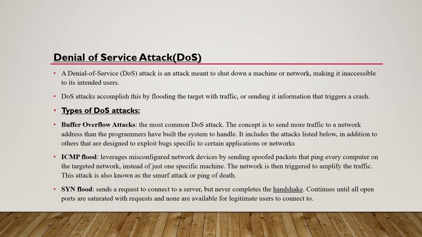The second type of attacks, or why we need to secure IP, is because of denial of service attacks. So what is a DoS? DoS is a type of attack that is done to shut down a machine or a network, making it unusable to the users. DoS attacks accomplish this by flooding the target with traffic or sending it information that triggers a crash. For example, making the server busy so that it cannot be accessed.